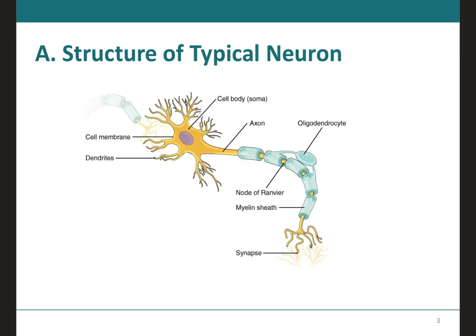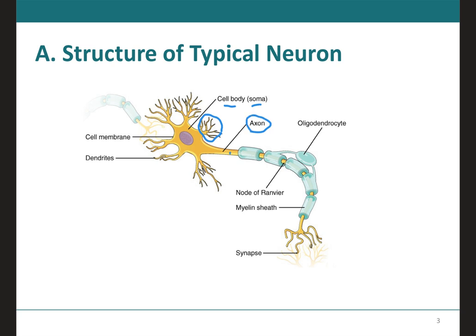Here are the structures of a typical neuron. So when you think of a neuron, this is probably what you think of. And so we are going to have the cell body, which can also be called the soma or even the perikaryon. Within the cell body, there are going to be these extensions, which are called the dendrites. Moving on from the cell body, we're going to have what we call the axon.